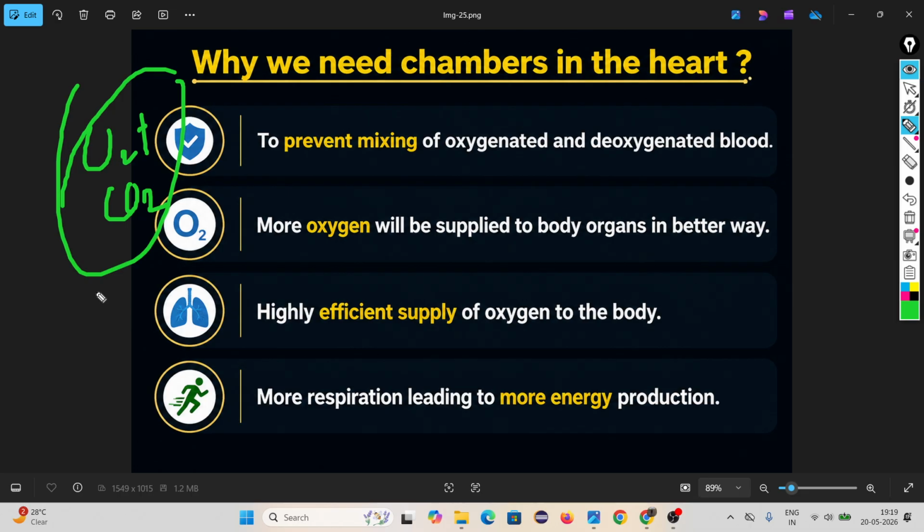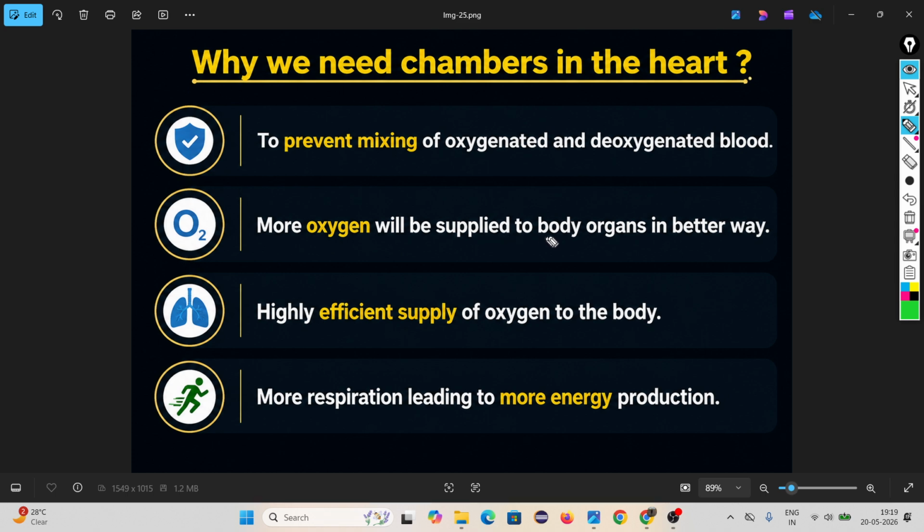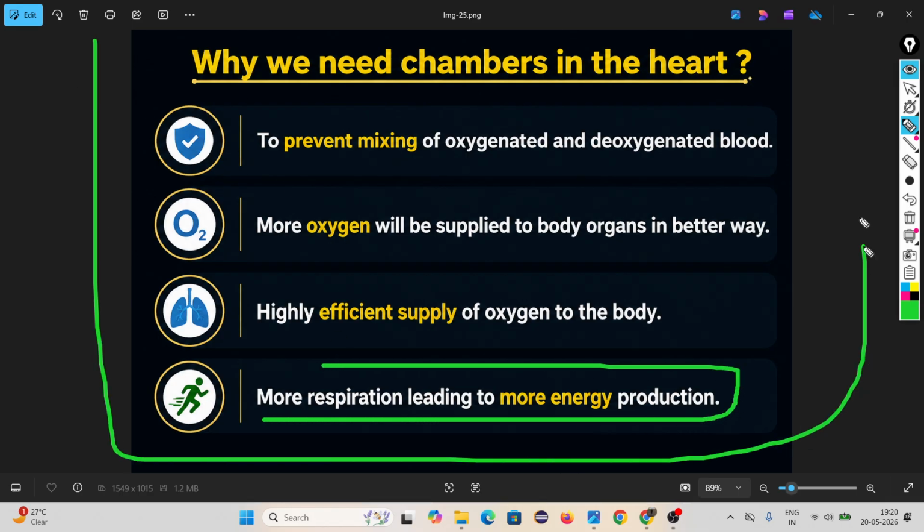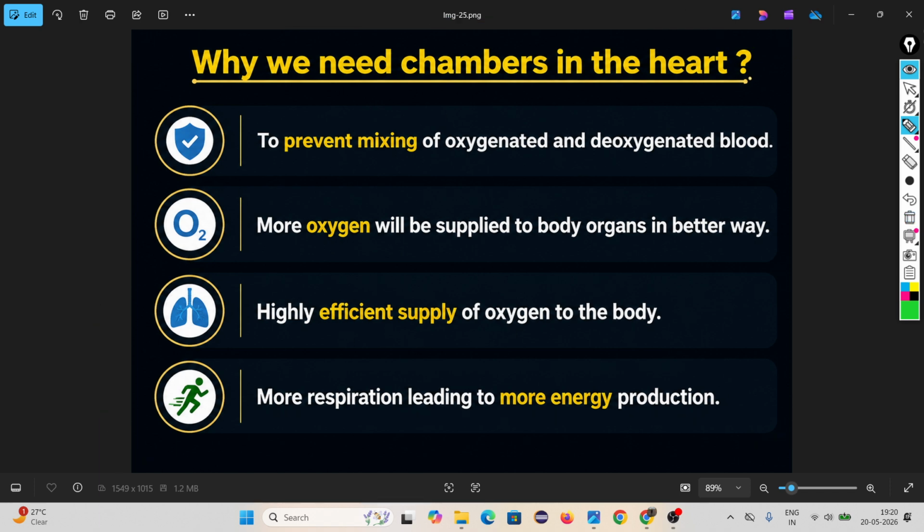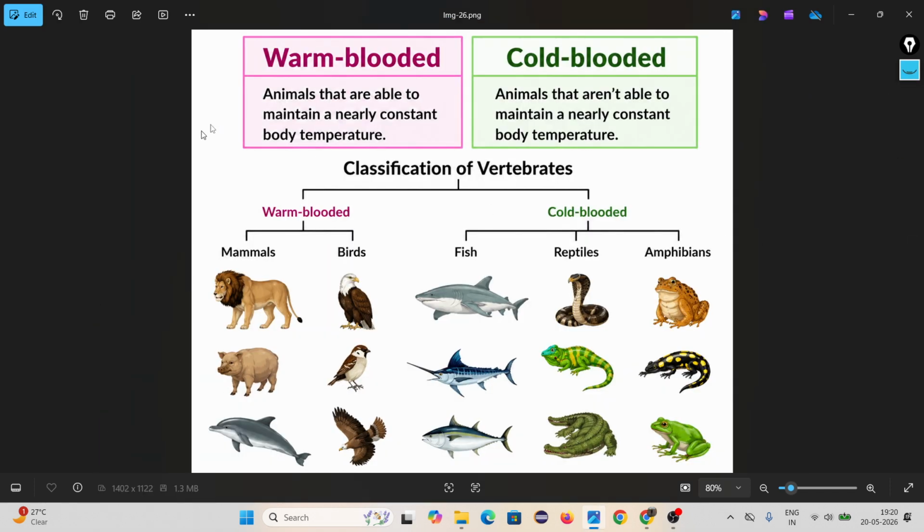More oxygen will be supplied to body organs in a better way. Every cell requires oxygen to perform respiration. If oxygen and carbon dioxide mix, the cell has to do extra work to separate them. Then high efficient supply of oxygen. Why do you require high efficiency? Because our body requires energy. More respiration leads to more energy production. This is why we require 4 chambers.